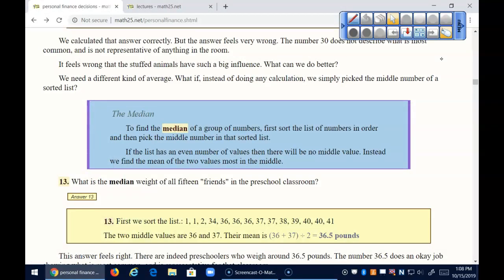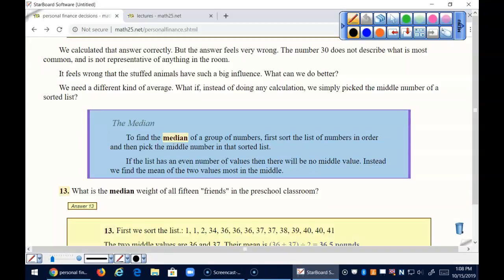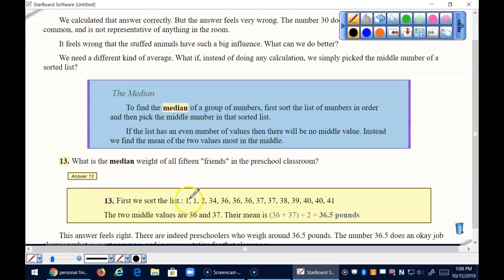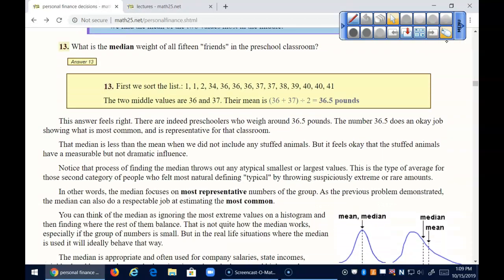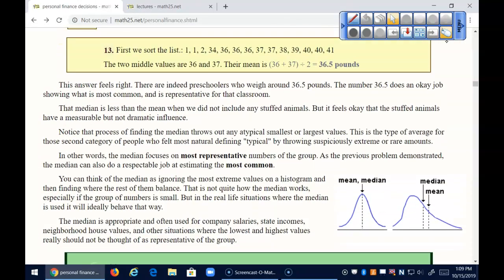In real life, you probably don't want to cancel things out one at a time. Be a little more efficient, and after you get your sorted list, say, oh, I'm going to cross out like 5. Was that enough? Nope, let's cross out another. Okay, there we go. That's easier. So this happens all the time. It focuses on what's most representative. It can also do a respectable job at most common.